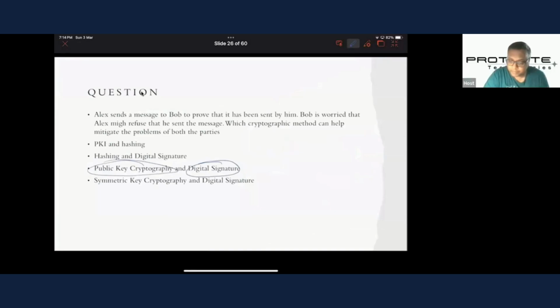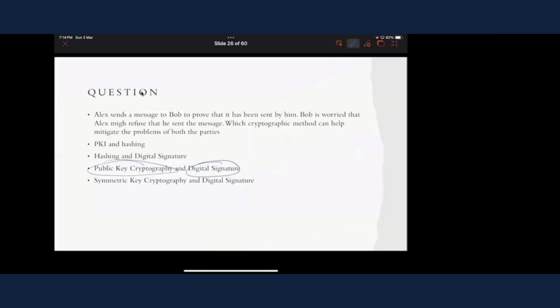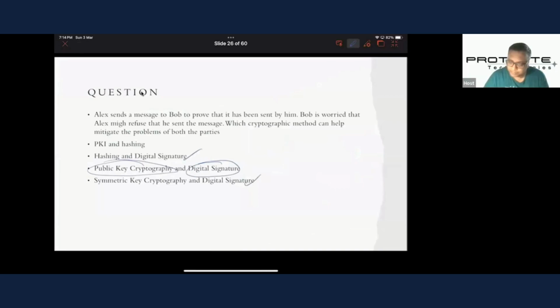Wherever digital signatures are there, all three are acceptable. But what I'm trying to say is, Bob is worried that Alex might refuse. Refuse means non-repudiation. Non-repudiation means I need to use digital signature, right? Now, generally, you do not use symmetric key cryptography with digital signatures, because how will you decrypt it, right? You will not be able to decrypt it. Where is the key? So you might use symmetric key cryptography, but how will you prove? Because you will not be able to send. You have to send also, right?